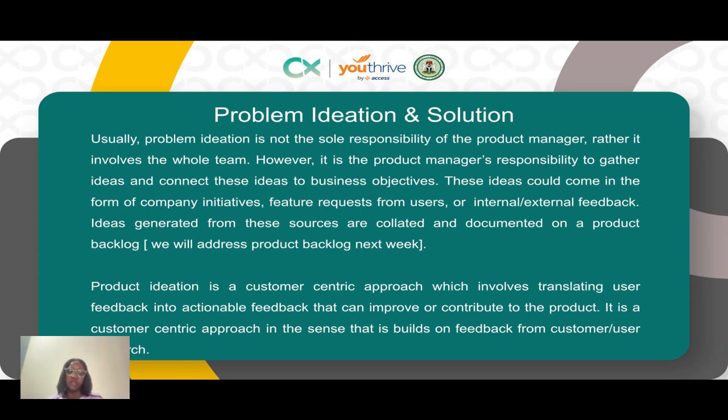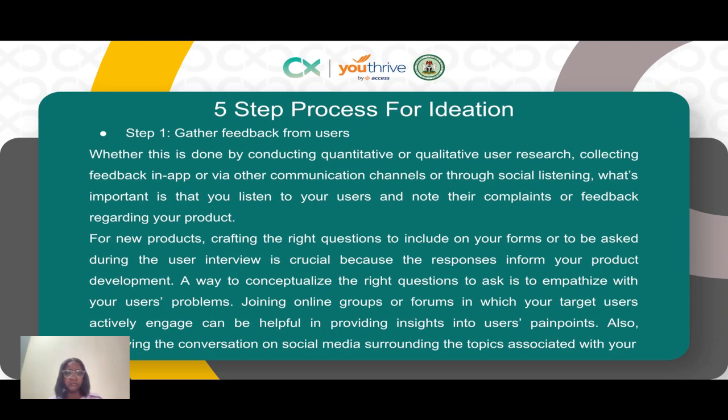Now, problem ideation is a customer-centric approach which involves translating user feedback into actionable items that can improve or contribute to the product. It's a customer-centric approach in the sense that it builds on feedback from customer or user research. Now, there are 5 steps in problem ideation. And like I said, gathering feedback, which is user research, is step one. We've addressed how to conduct user research.